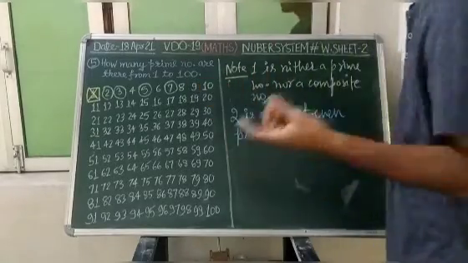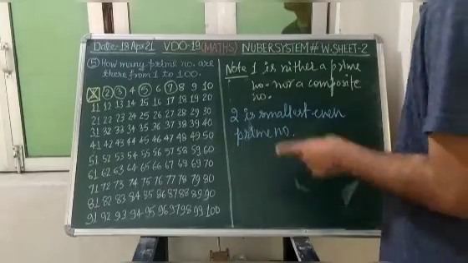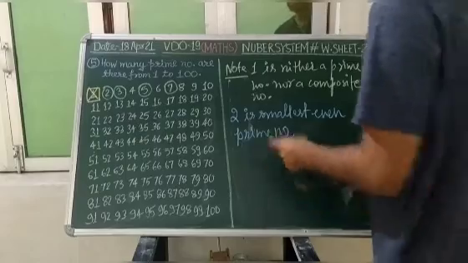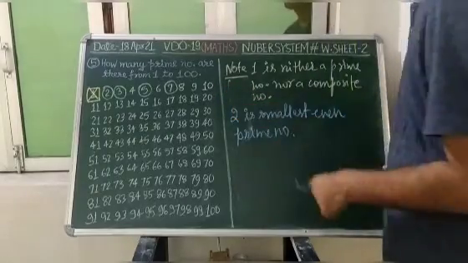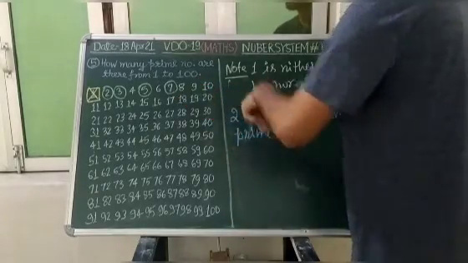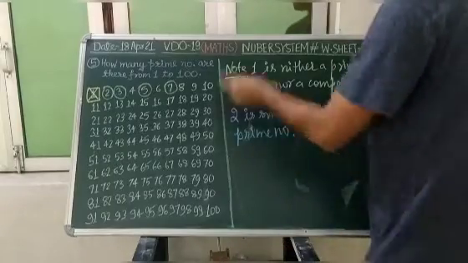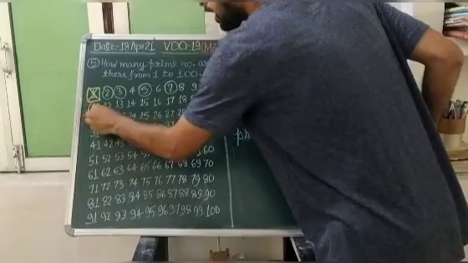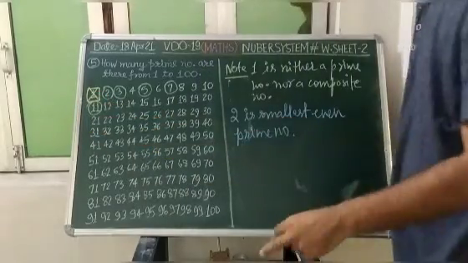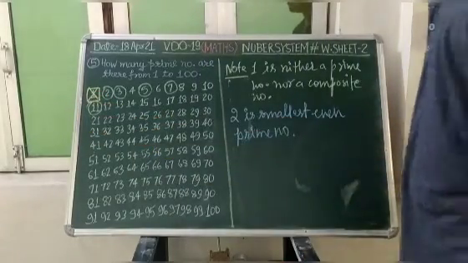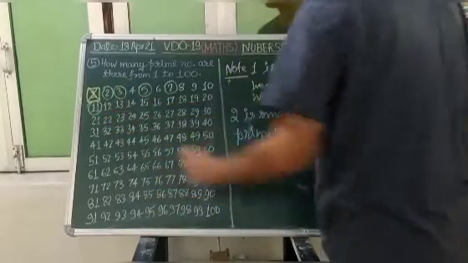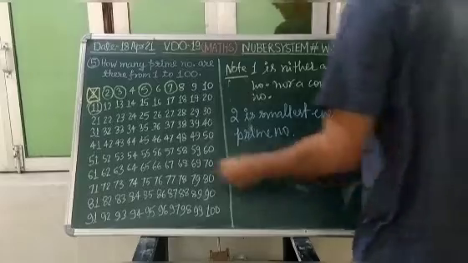9, when you select, along with 1 and itself, 3 will divide it. So 9 will not be your prime number. 10, when you look, will be divisible by 5 along with 1 and itself. So it will not be prime. 11, when you select, student, 11 will go by 1 and itself only. 12, when you look, along with 1 and itself, 2 will divide, 3 will divide, so that will not be our prime number.